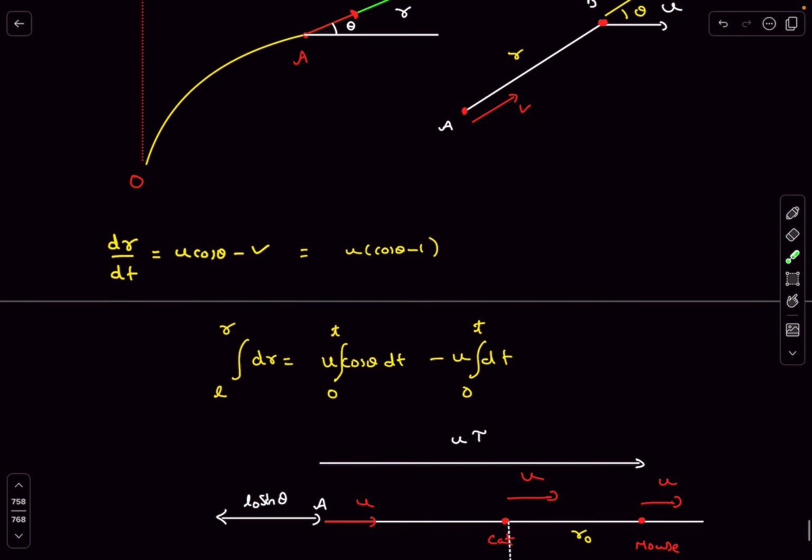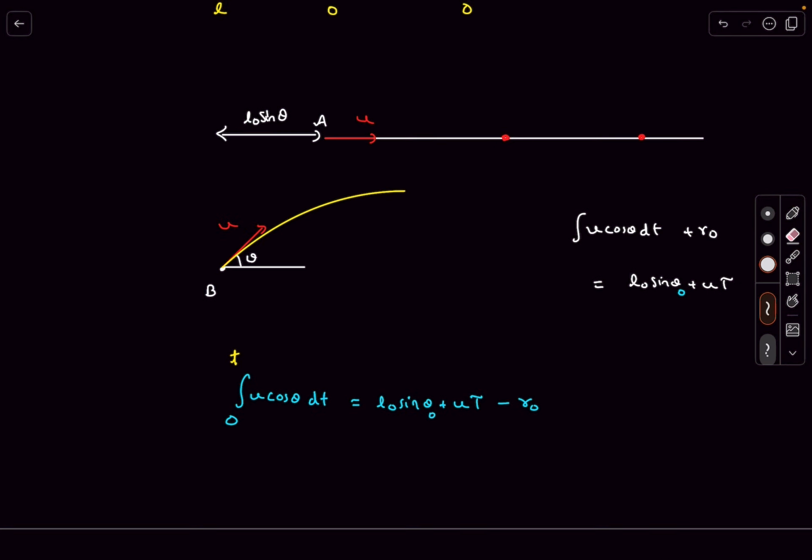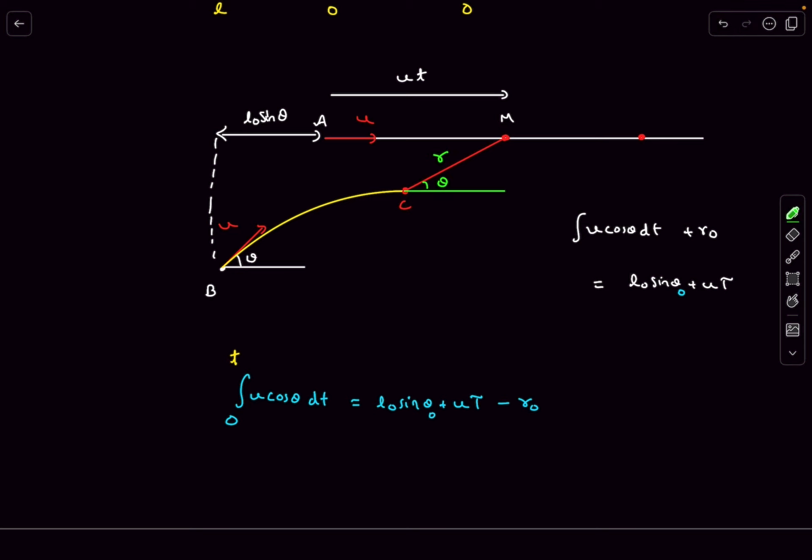But here you have to pay attention to something. So let's just redraw the diagram a little bit. In this case, guys, let's say the mouse is at this point m. So the displacement of the mouse, the distance am, is going to be u times small t, right? And let's just say the cat is at this particular point c. The distance cm is what we are defining as small r, and this angle over here is theta.